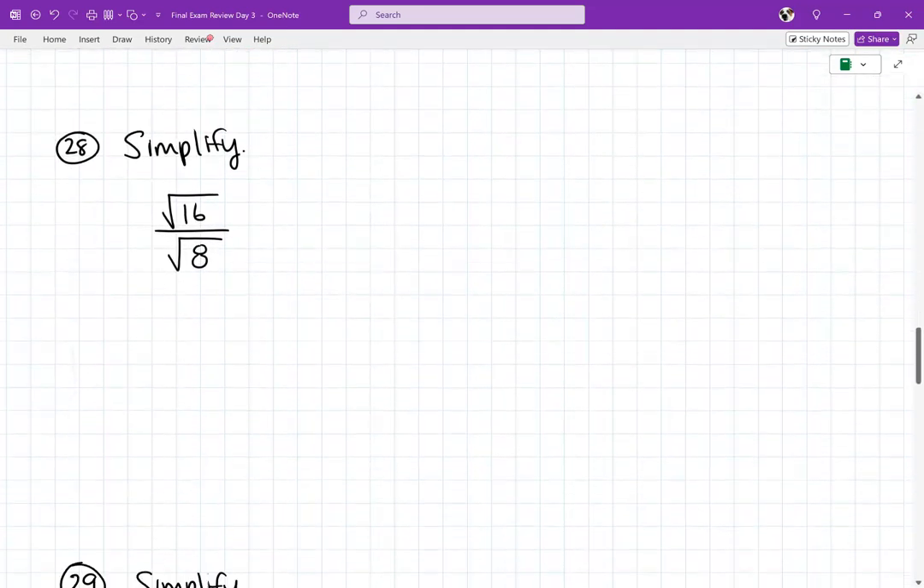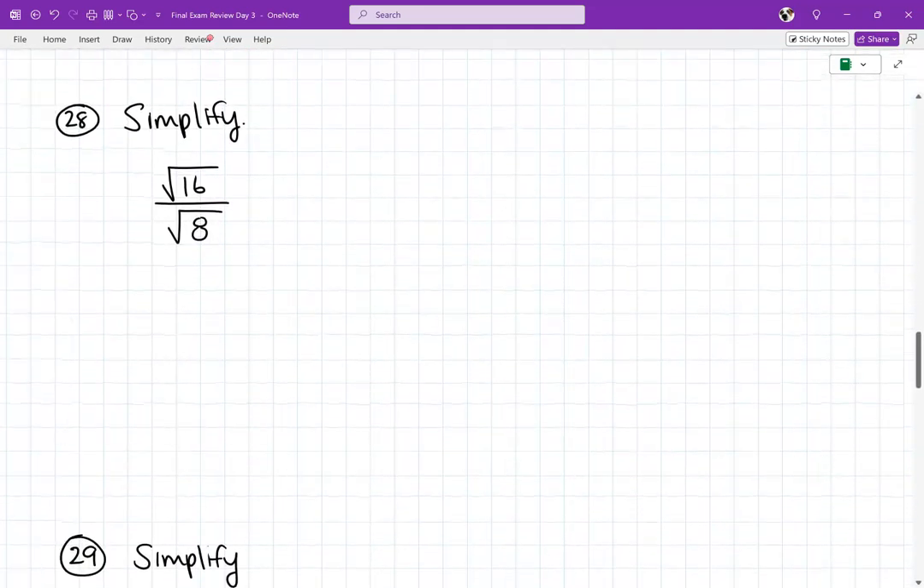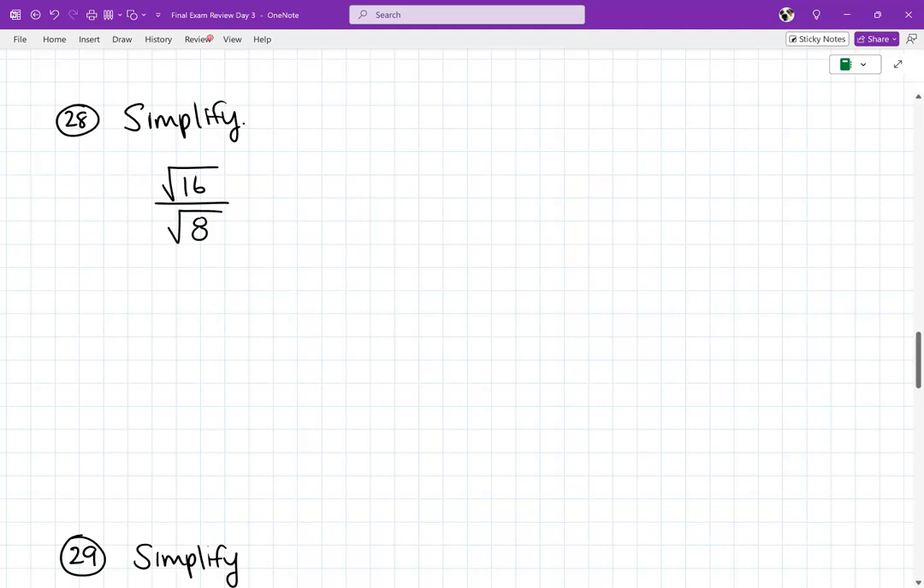All right. So this one says simplify. Now, I know radical 16 is 4. But radical 8 doesn't come out to anything nice and clean. I mean, I can write 2 radical 2 and that's fine, but it doesn't just become 2 or anything like that. So whenever I have a problem like this, my first question is, can I combine these?